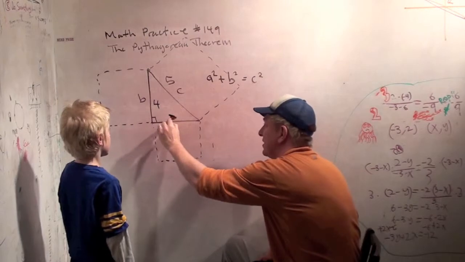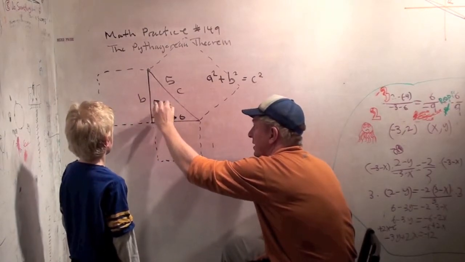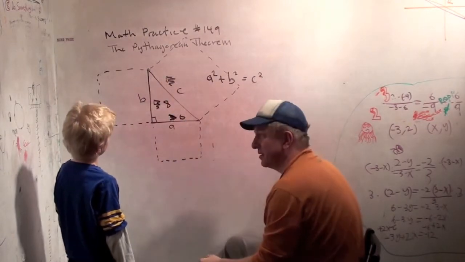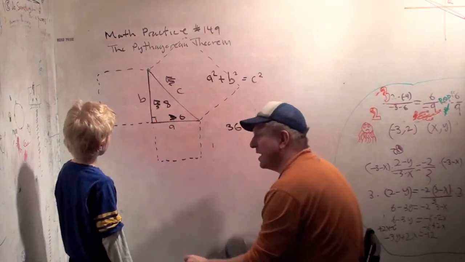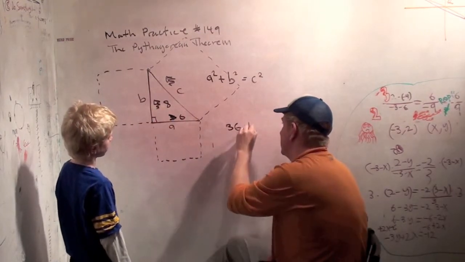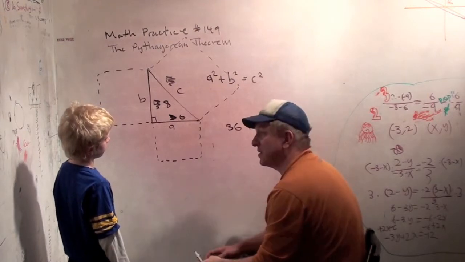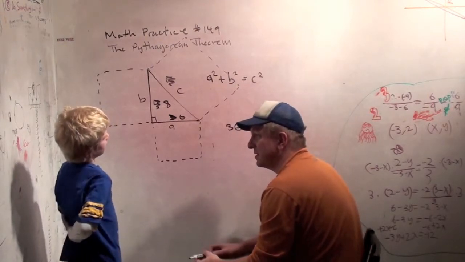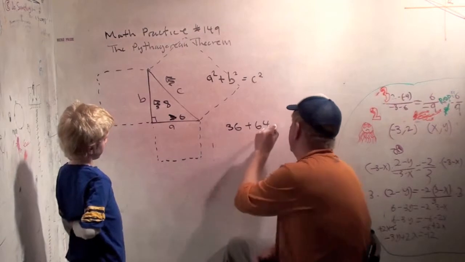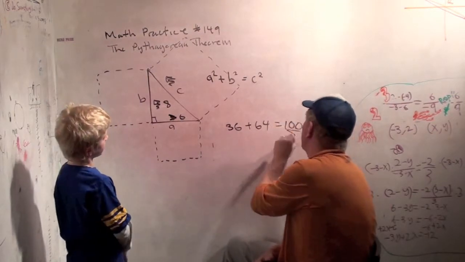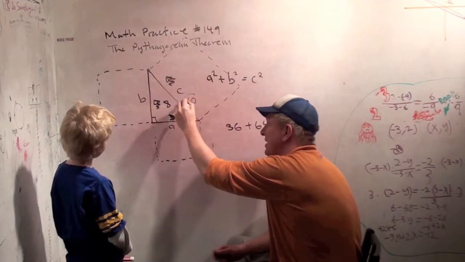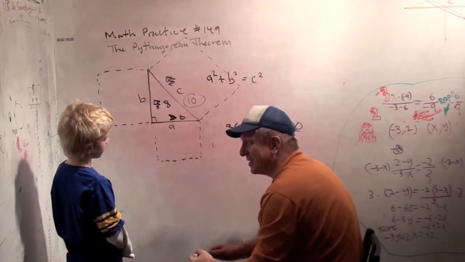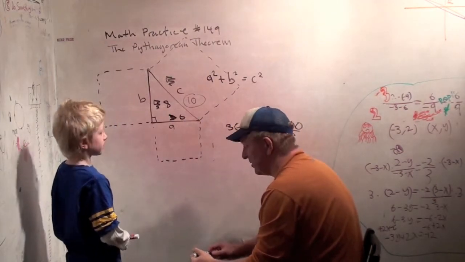What if I made this side 6 instead? What's 6 squared? 6 squared is 36. And I make this side 8. What's 8 squared? It's 64. You know what 36 plus 64 is? 100. Is there a number that when you square it you get 100? 10 squared. Hey, look at that! 6, 8, 10. It's even numbers.